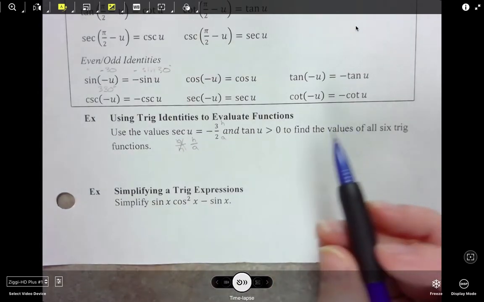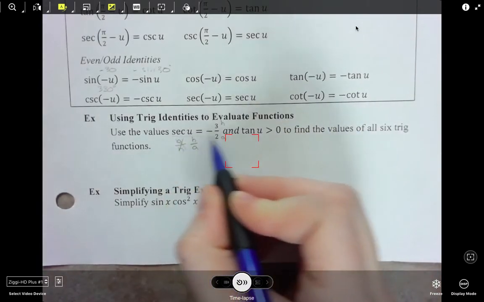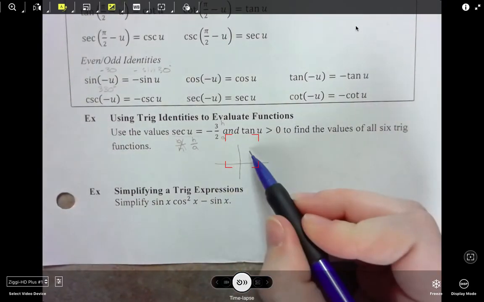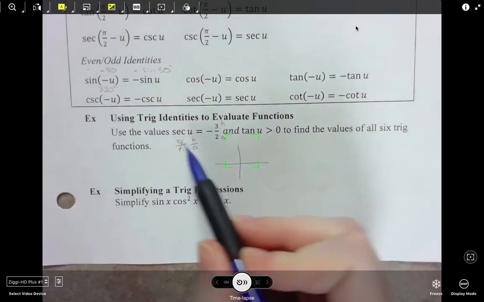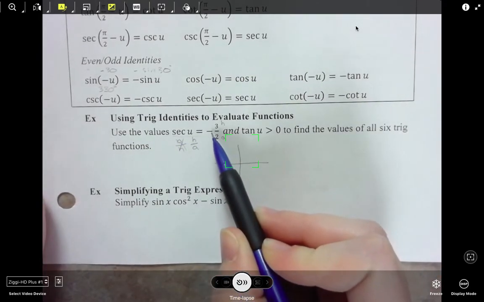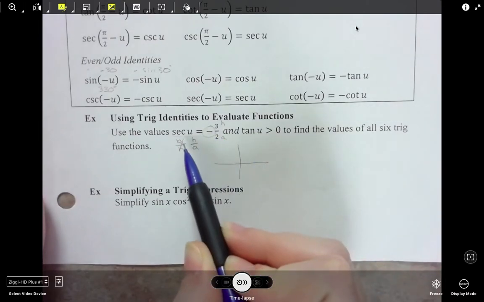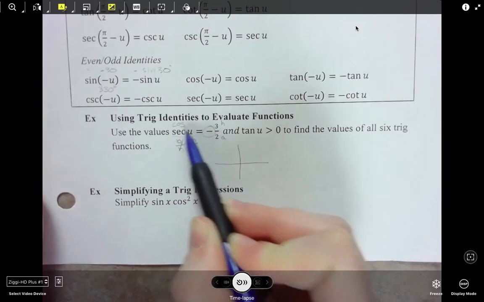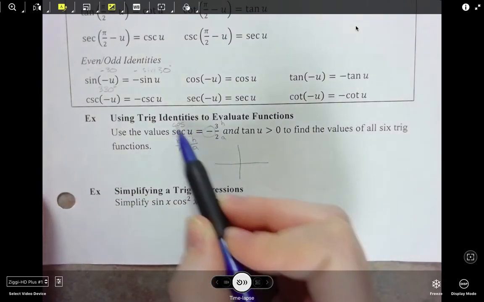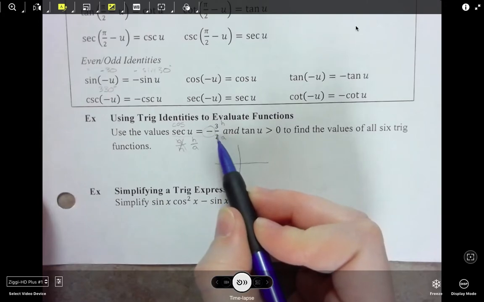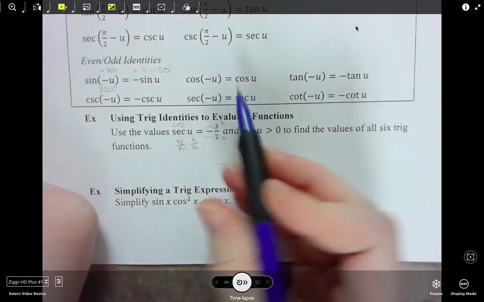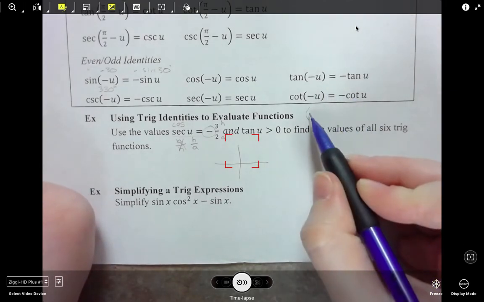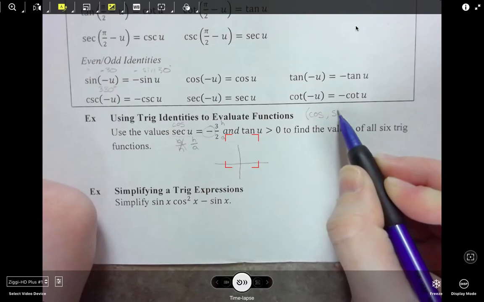Okay, so this information tells us a couple different things. We're looking at a coordinate plane and trying to figure out what quadrant we are in. Secant is negative in that case. If secant is negative, that means cosine is also negative, because cosine is the reciprocal of secant. So cosine would just be negative 2 over 3. And from your unit circle, you might have written on there that cosine is the x coordinate and sine is the y coordinate.